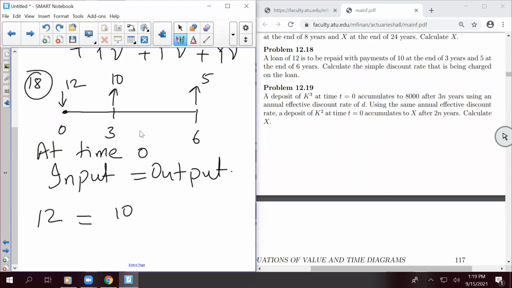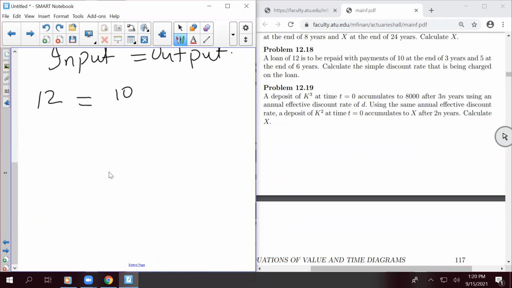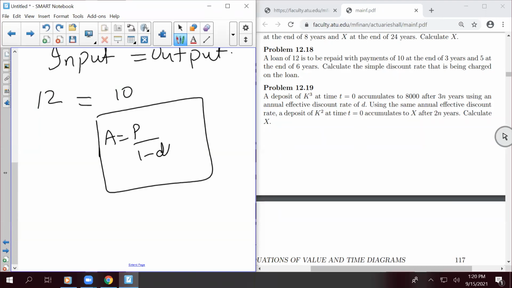Mu will be used if we were using annual compound interest. But this time, not only is it not compound interest, it's simple and it's discount. So what's the equation if you have a discount? That's right. The general equation in case of discount is A equals P over 1 minus DT. What's happening here? As soon as I drew this box, it starts moving when I put my hand over there. P over 1 minus DT, isn't it?